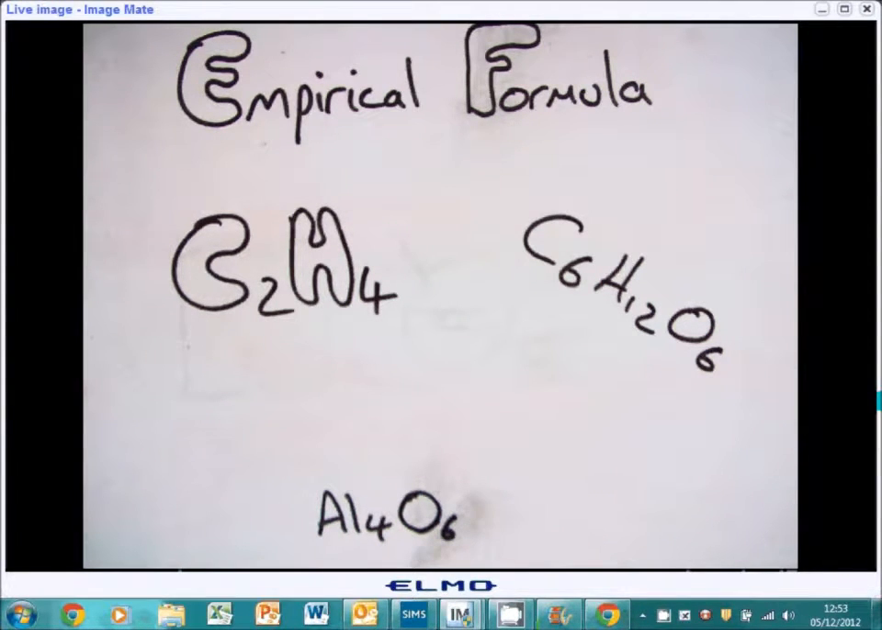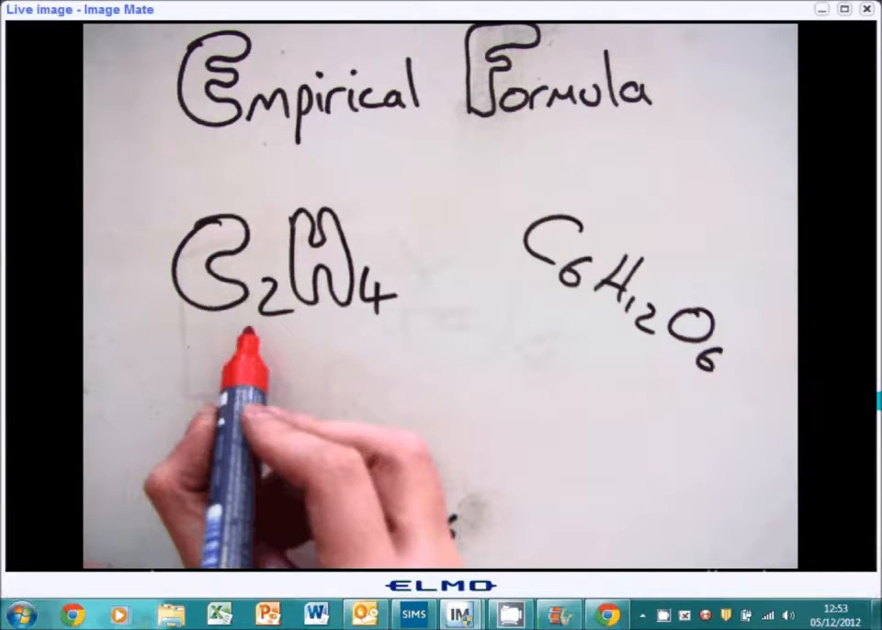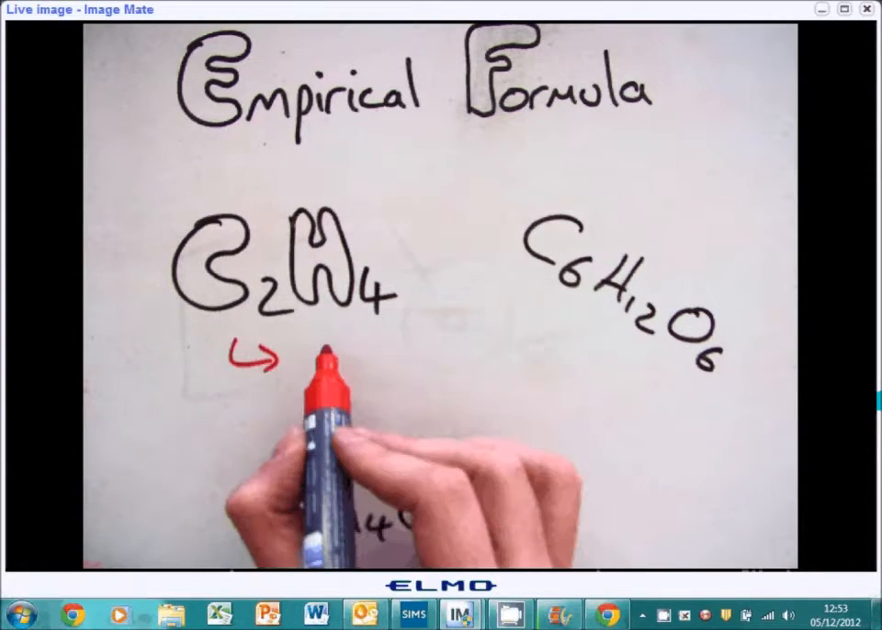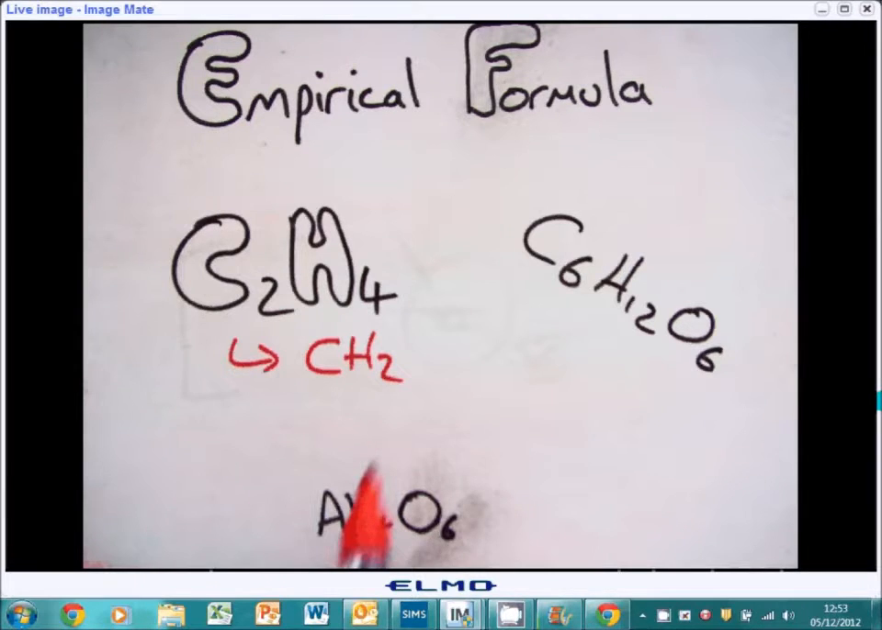Another technique is to be able to work out the empirical formula. The empirical formula is simply the simplest formula that you can turn any of these compounds into. So for example, C2H4 can be divided by 2. So the empirical formula for ethene is CH2.